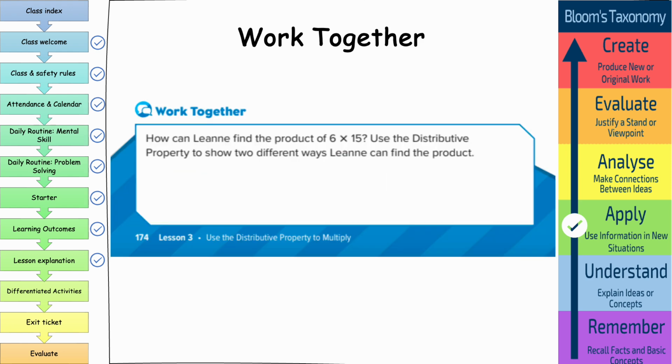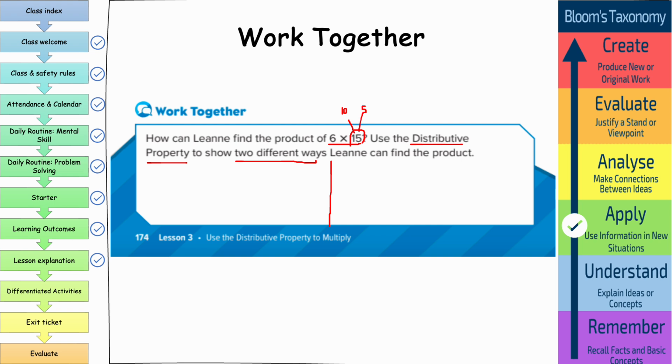Okay, let's do this question together. How can you find the product of 6 times 15? Use the distributive property to show two different ways to find the product. So it asked me for two different ways. Let's use the distributive property to do that. First of all, I will decompose the 15. So I will decompose one factor. I chose the 15. So 10 and 5.